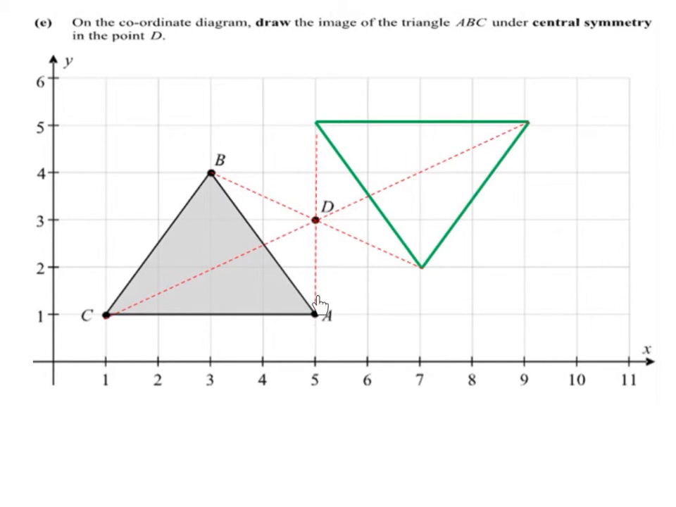And what we want to do is reflect point A in point D. So I line up my ruler with point A and point D, and I see I have 2 steps, or a distance of 2 units, to get from point A to point D. So I go in the opposite direction, another 2 units, and I put a point. So I've reflected A in D.